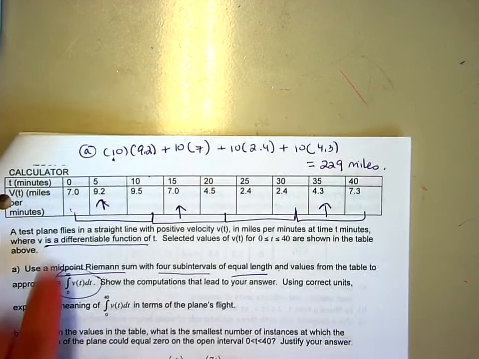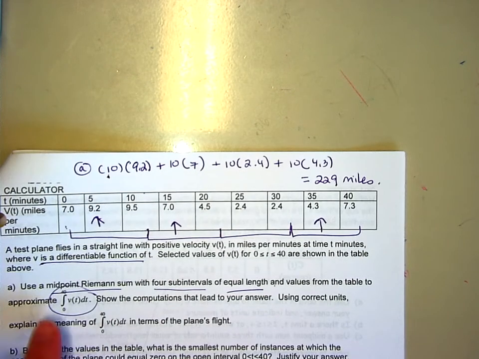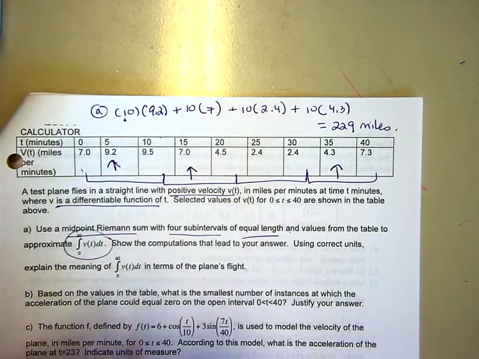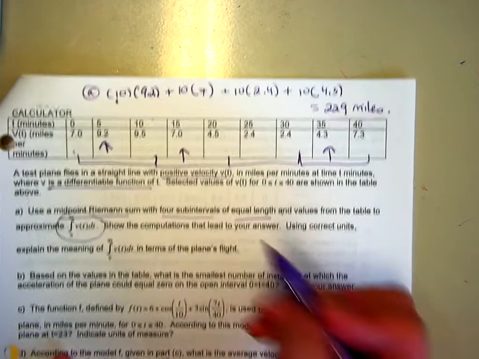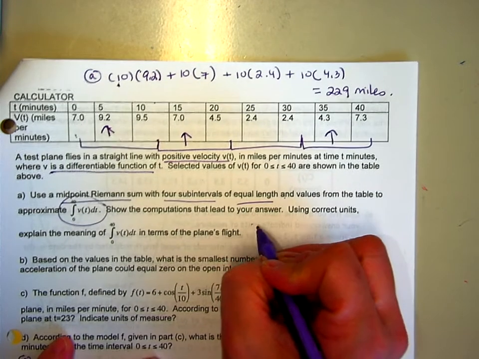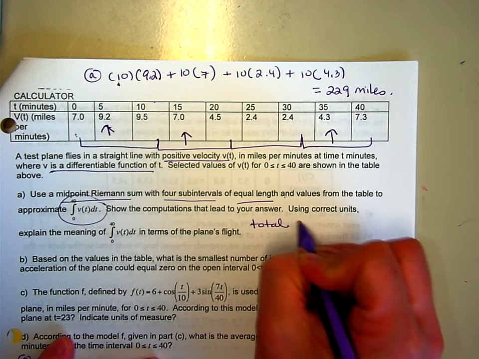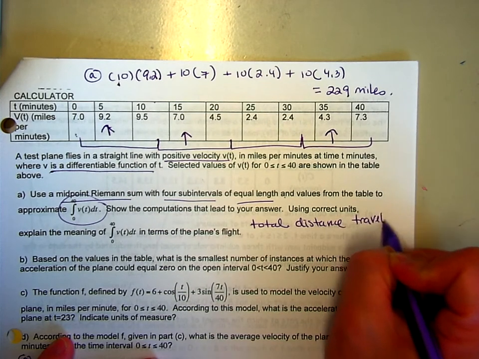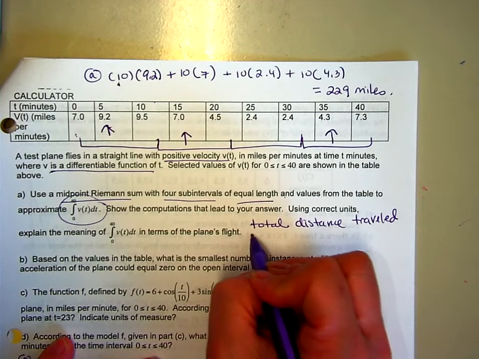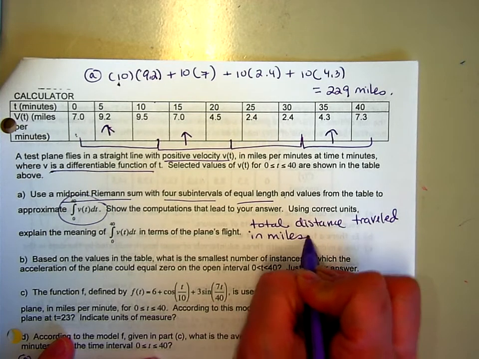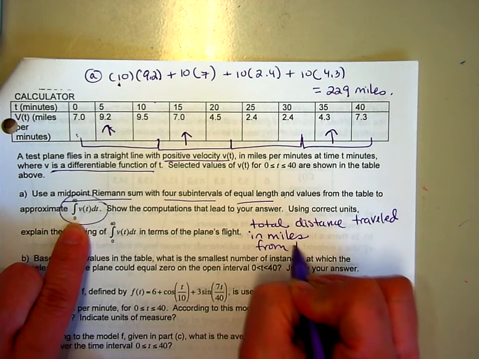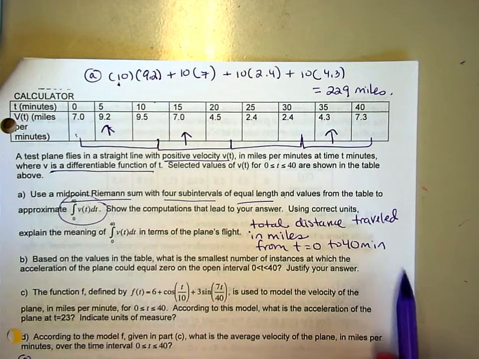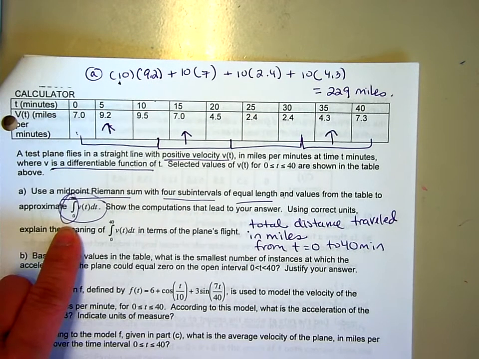What do we know when we integrate the velocity? It says positive velocity, so all the points are above the x-axis. So I know the meaning of this integral is total distance traveled, in miles, from t equals 0 to 40 minutes. Make sure you have units. Always explain these bounds on this integral.